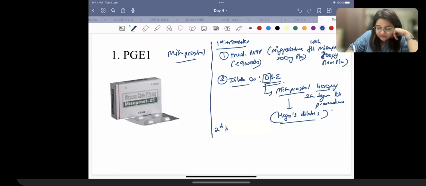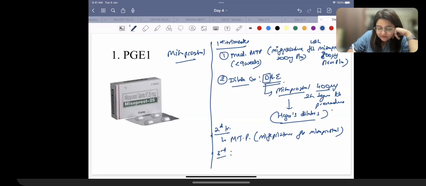Second trimester में कहाँ use करोगे? Second trimester, again for medical termination of pregnancy. Again, we give mifepristone followed by misoprostol. Here, the doses are not important to remember. Okay, where else do we use misoprostol?